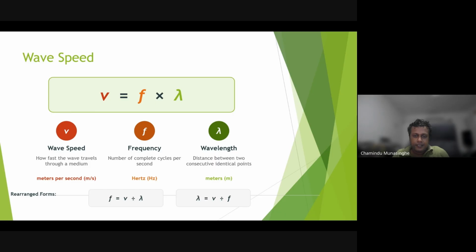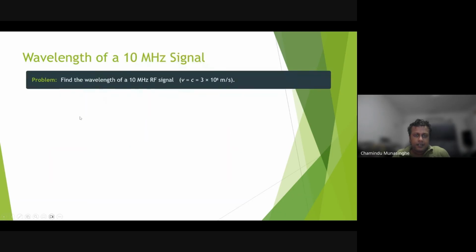So let's do a simple example, right? Let's take one problem and find the wavelength of a 10 megahertz RF signal. Here I have given the velocity. It's fixed, right? In vacuum, the velocity of an RF radio wave is fixed, regardless of its wavelength or frequency. Hence, we can calculate the other two, right?